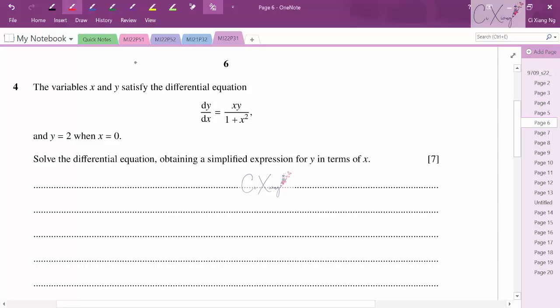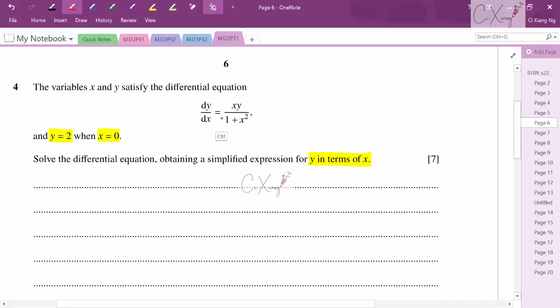4. We are having the differential equation as shown here, and then they give us information, y equals to 2 when x equals to 0. So they want us to solve the differential equation, obtain a simplified version for y in terms of x. All right, so for the first step, when you want to solve the differential equation, you have to separate all the variables first. So you group all the y at one side, all the x at one side.